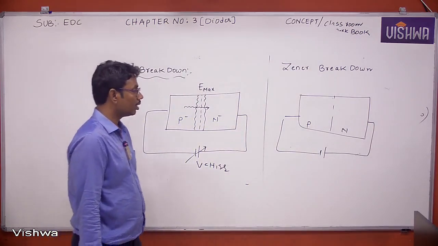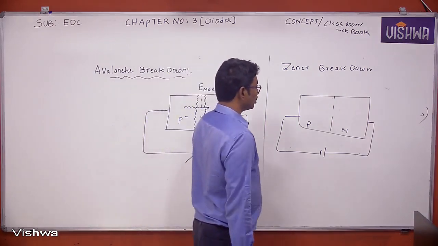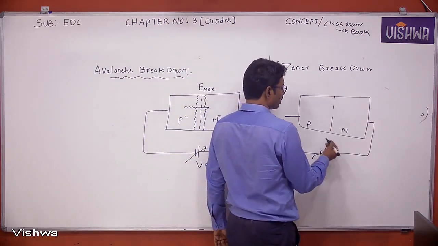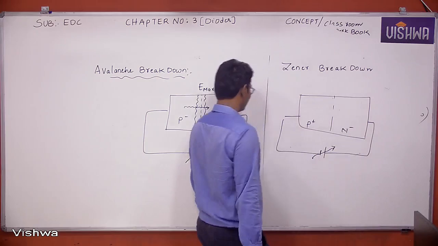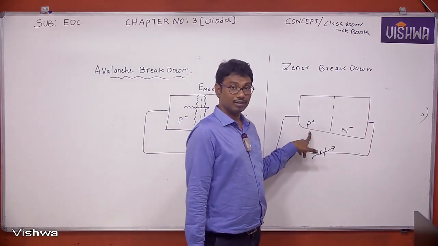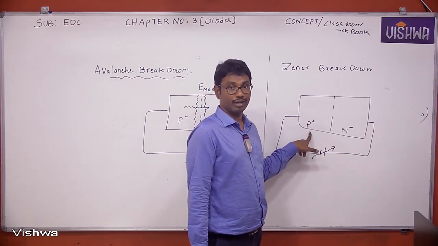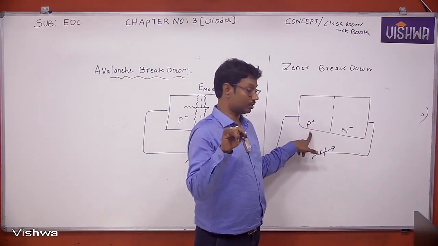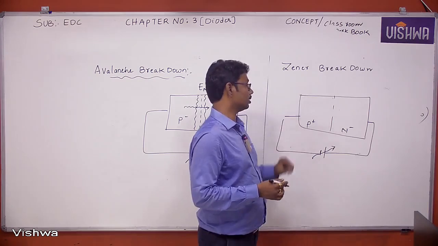So what is Zener breakdown here? Zener breakdown occurs in a heavily doped PN junction. Here, this is a lightly doped PN junction. It occurs in a heavily doped PN junction at small and medium reverse voltage, due to the Zener mechanism.